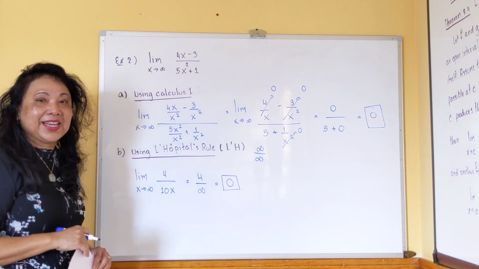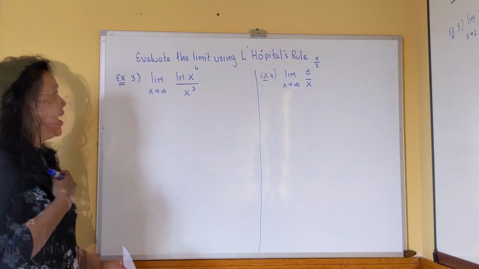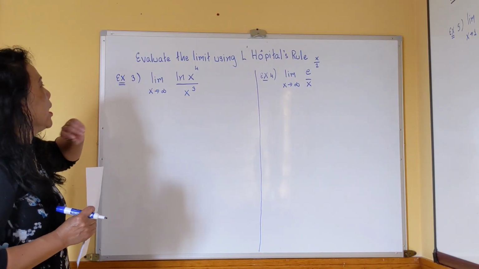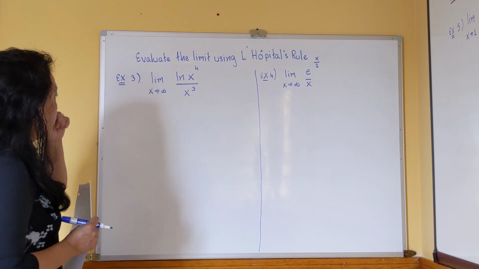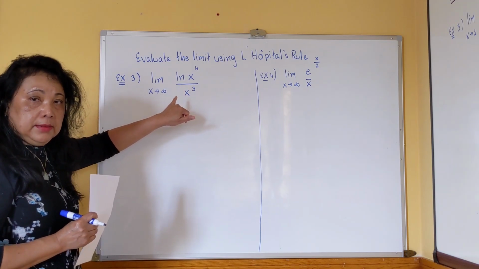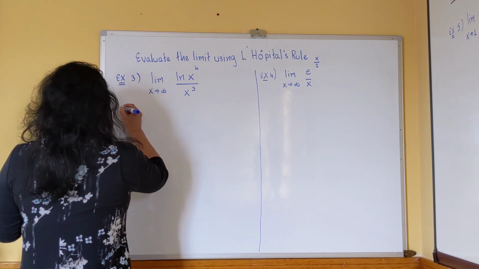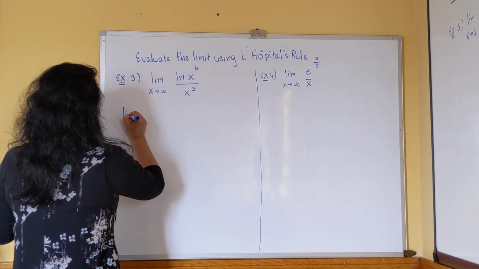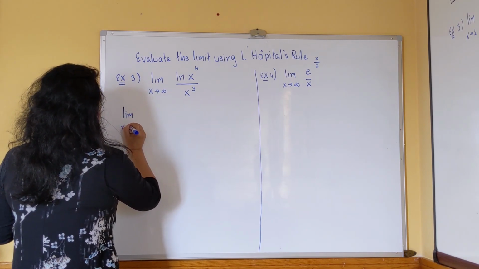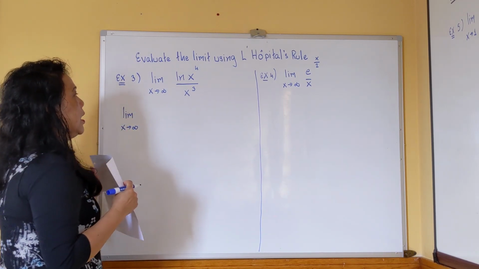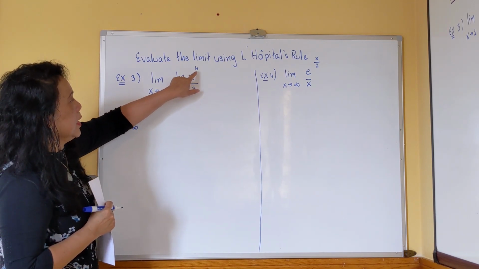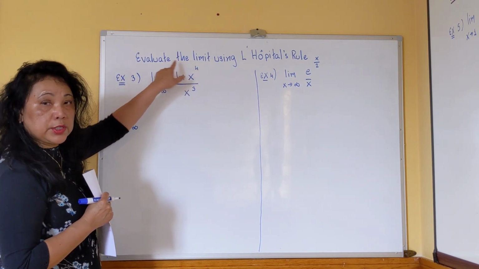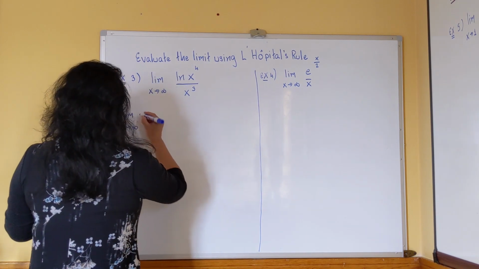Alright, let's see the next example. Let's look at example 3. We're going to apply L'Hopital's rule right away. First I'm going to rewrite this a little bit. So this is limit as x approaches infinity. If you remember the rule of the log, I can bring the exponent 4 up front, so I'm going to do that.